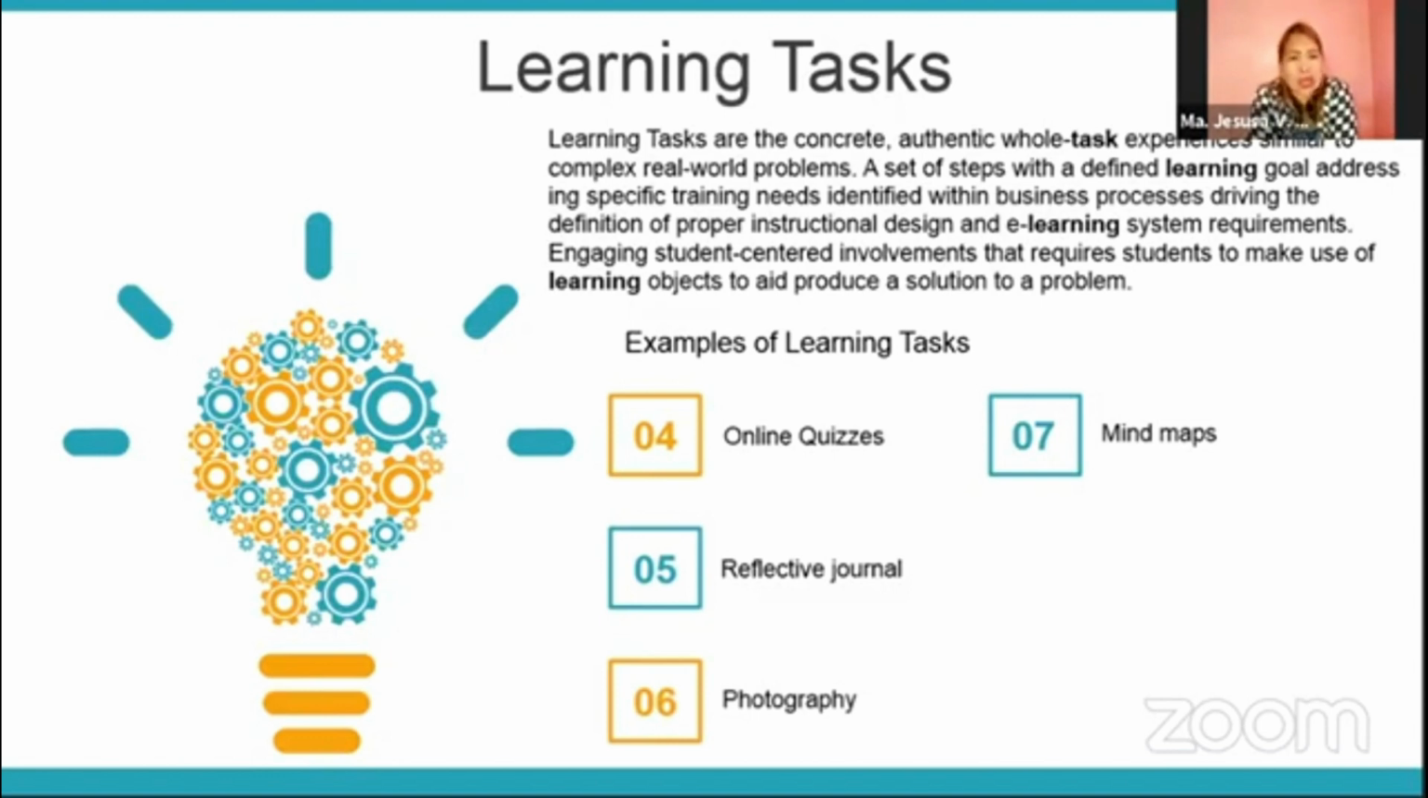Next is mind maps. A mind map is a diagram used to visually organize information. A mind map is different from a concept map. In the concept map, there is interconnection of the ideas with each other.